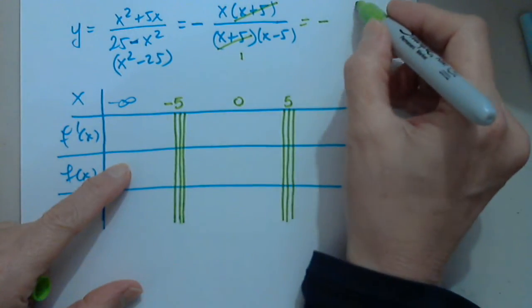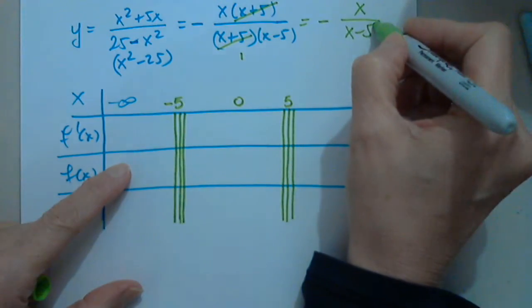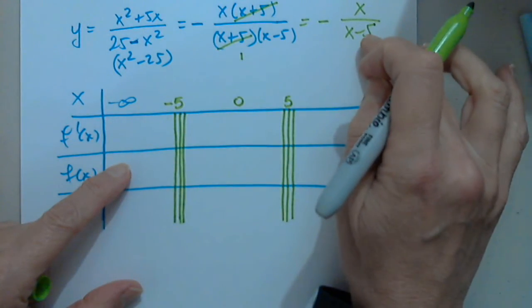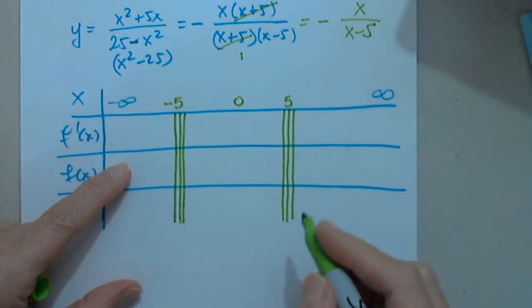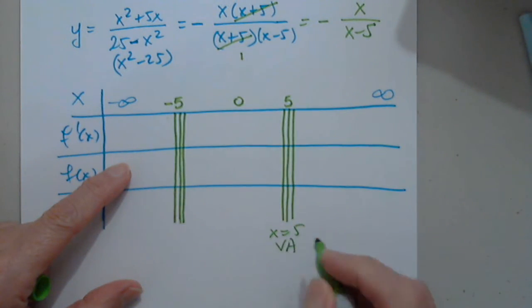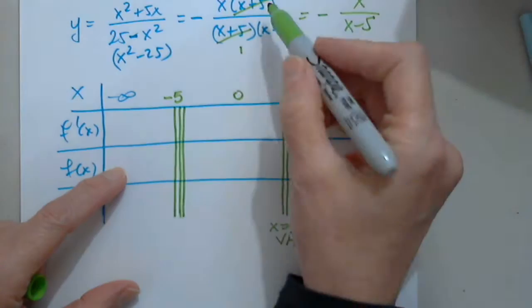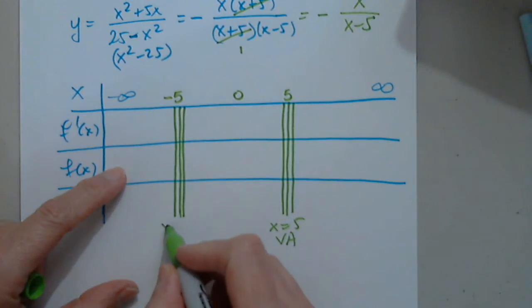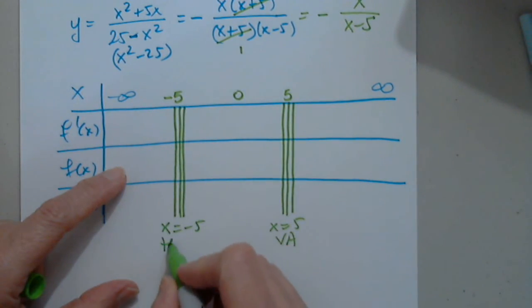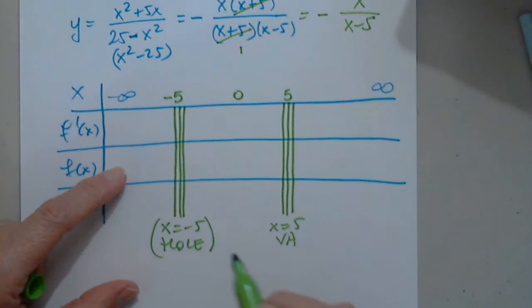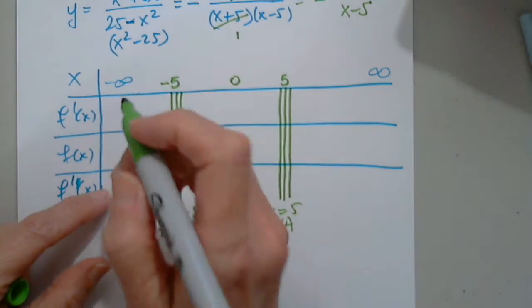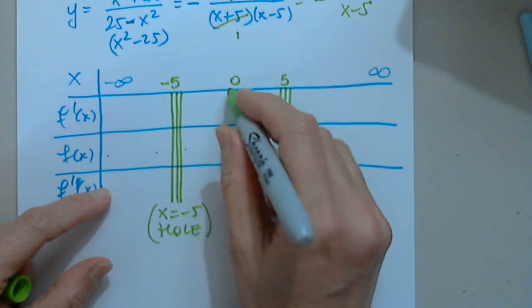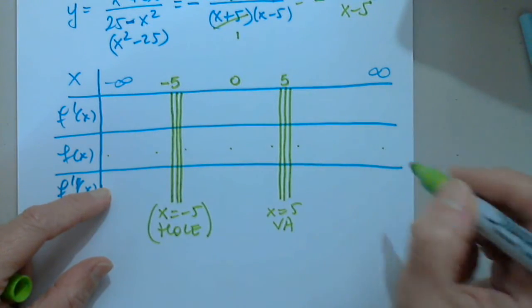And the simplified form is -x over x minus 5. Because x minus 5 still does not disappear, x equals 5 is a VA. Because x plus 5 disappeared, x equals -5 is a hole in the graph, not a VA. I need 1, 2, 3, 4, 5, 6, 7.